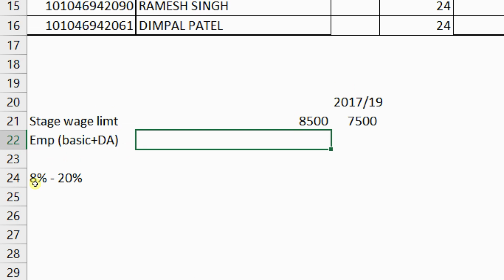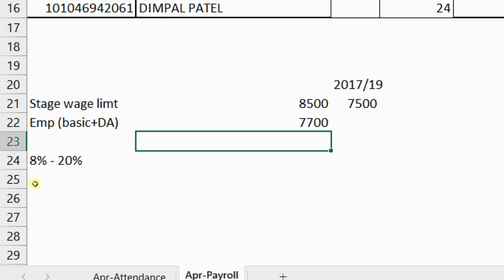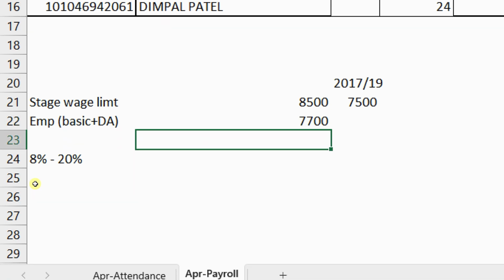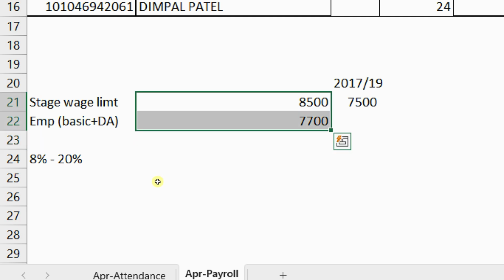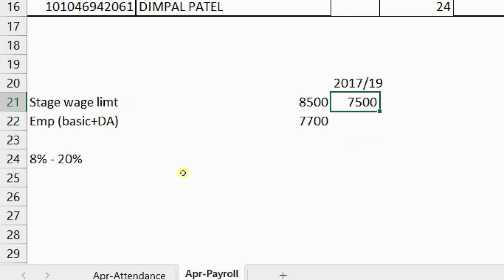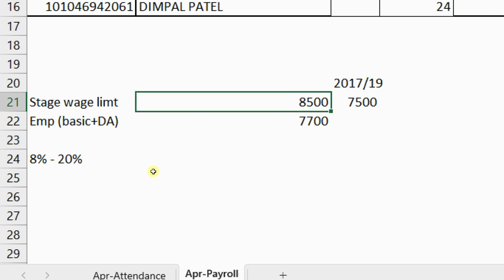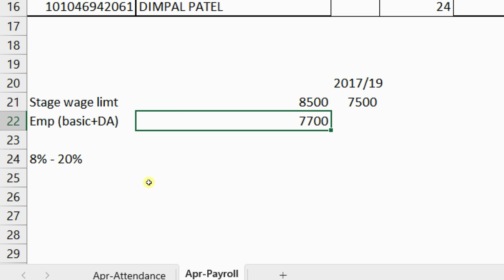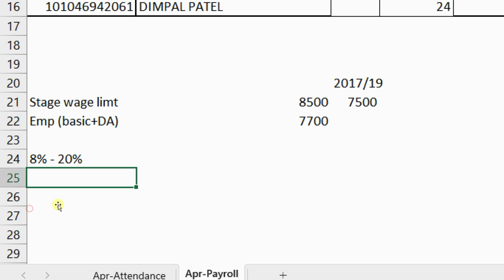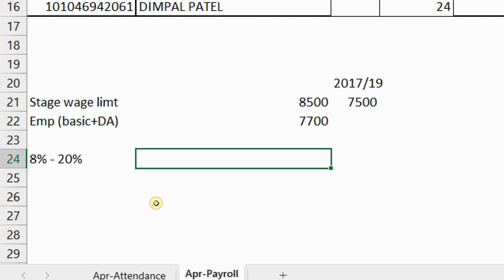Consider the employee's basic plus DA is, let's say, 7,000 plus 700. What is the lower amount out of these two? First we need to consider the country minimum wage limit and the state limit, whichever is higher, 8,500, and the employee's basic plus DA, whichever is lower. So on 7,000, companies may pay 8% to 20% bonus.